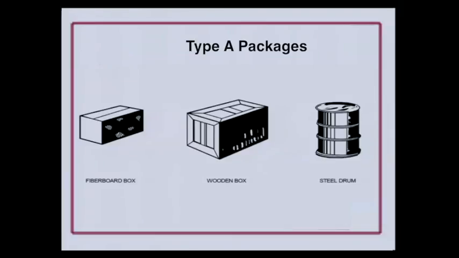So that's Type A. We talked about accepted. We talked about industrial packaging. We talked about Type A. The next one is Type B, and we'll take our break and come back and pick that up. Break for, we'll say, be back in here at 20 minutes.